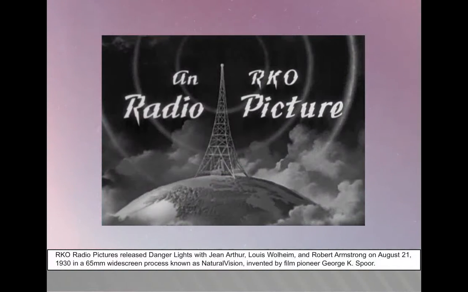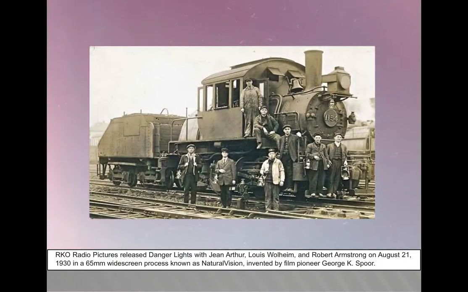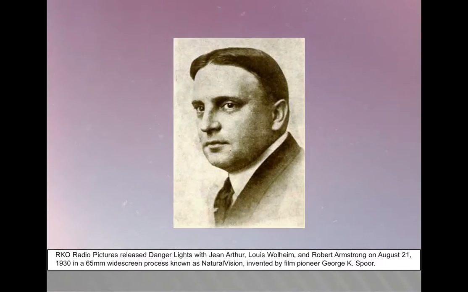RKO Radio Pictures released Danger Lights with Jean Arthur, Louis Wilhelm, and Robert Armstrong on August 21, 1930 in a 65 mm widescreen process known as Natural Vision, invented by film pioneer George K. Spoor.